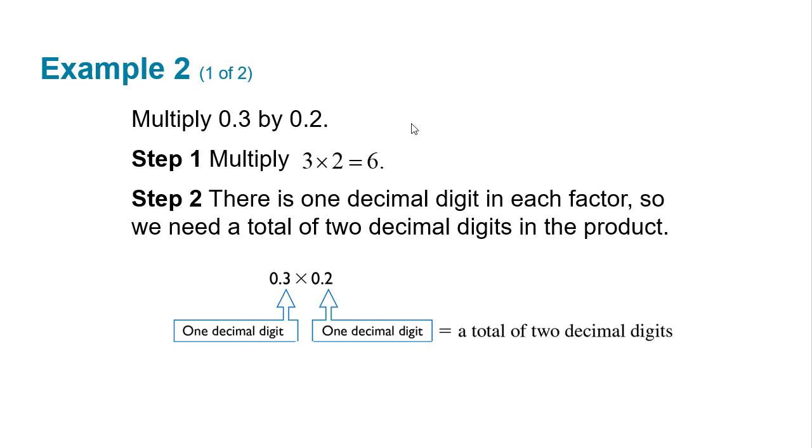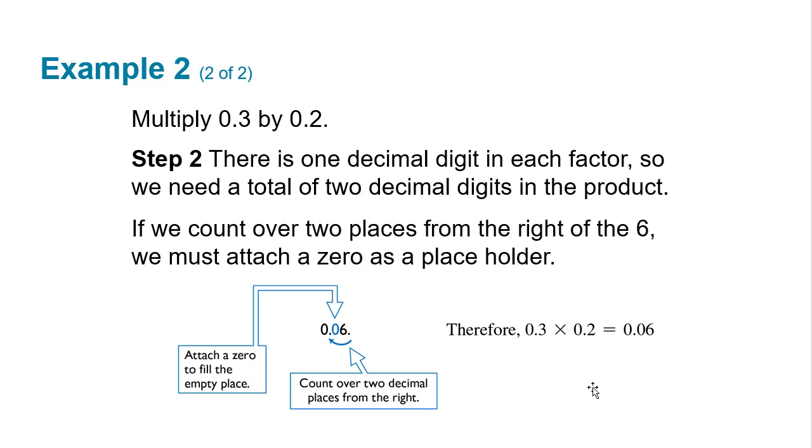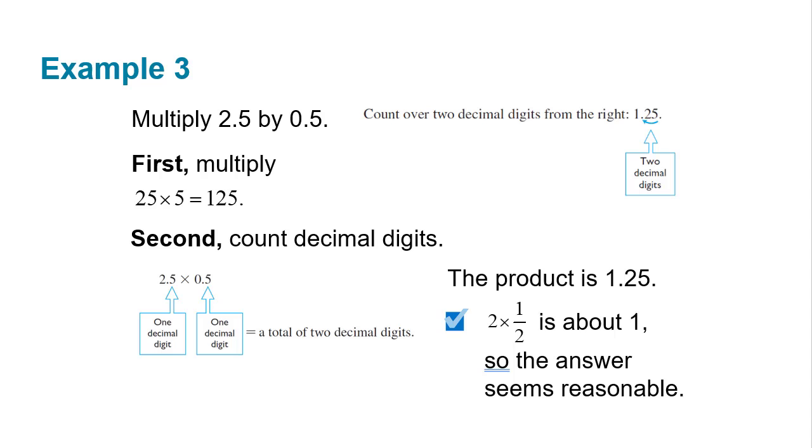So again, 0.3 times 0.2 becomes 6. Two decimals, we need two decimal places, so we have to move this twice, which would go 1 and then 2, and you go, uh-oh, we've got to add a 0 in there, right? So to move it two places, you have to have that little 0 in front of it. So sometimes you're going to have to squeeze some zeros in there when you move it further than you have digits to play with.